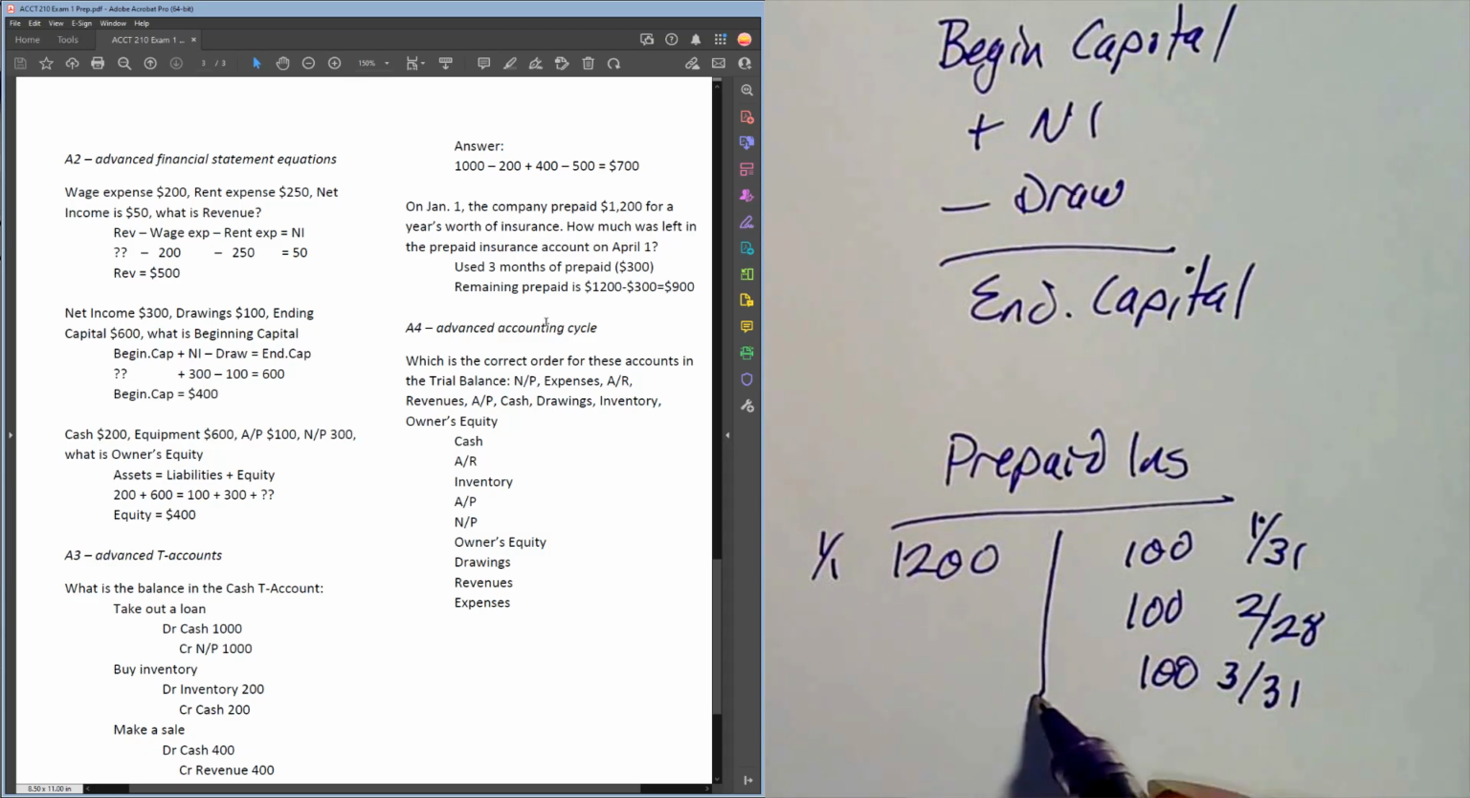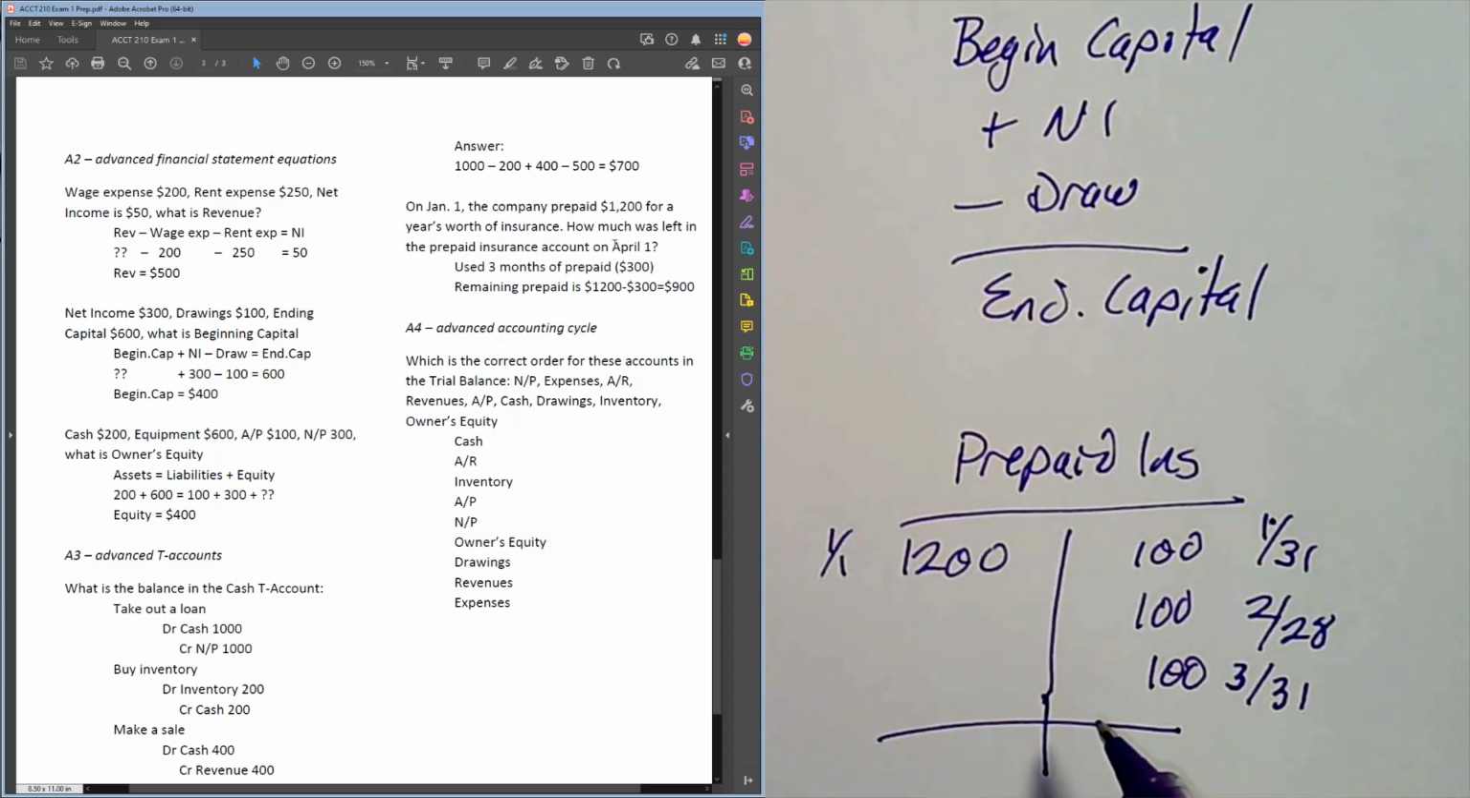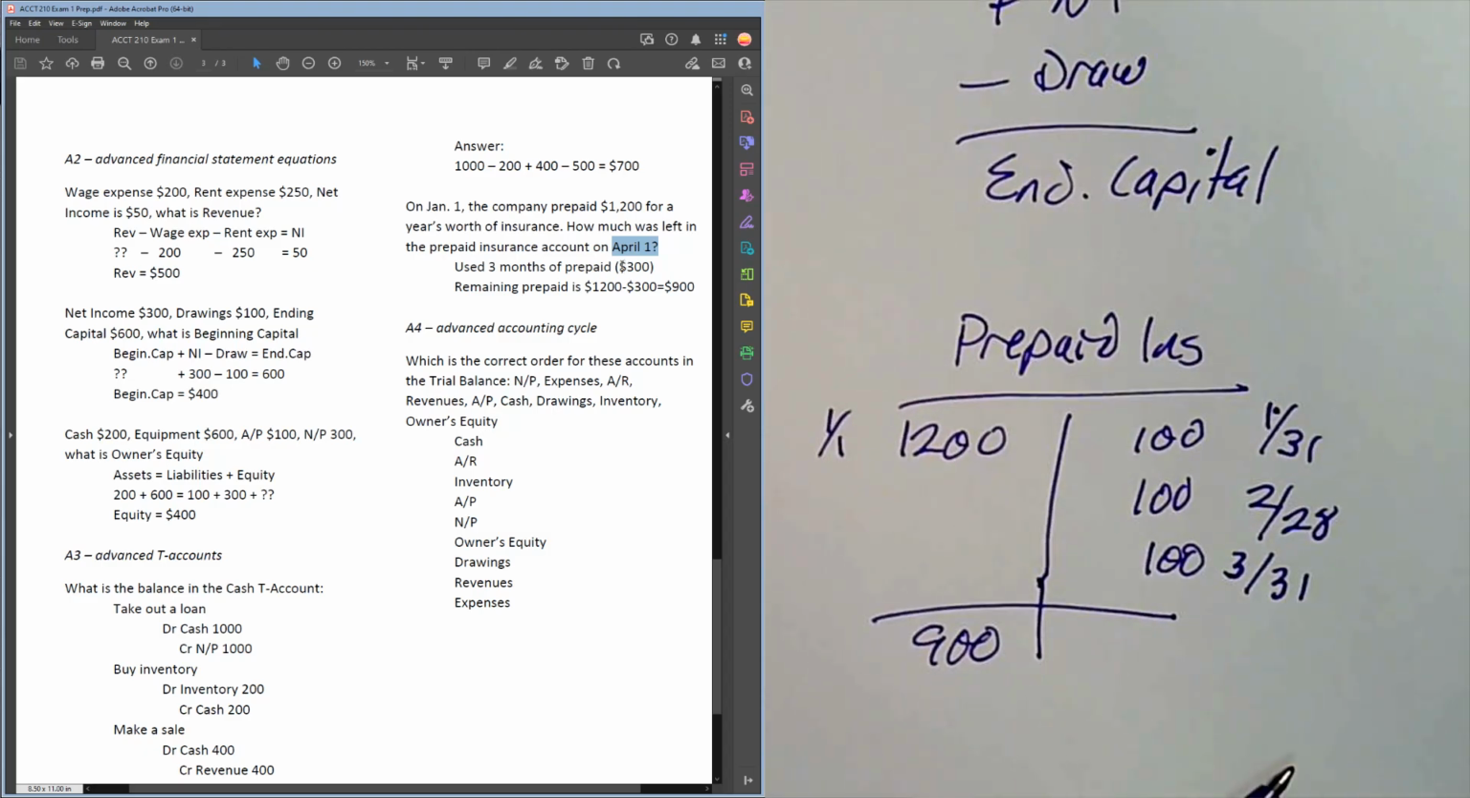So at the end of March, or it's asking the beginning of April, right? April 1st, how much is in this account? Well, we've used up 3 months. So how much is left in the account? 900 is left in the account.